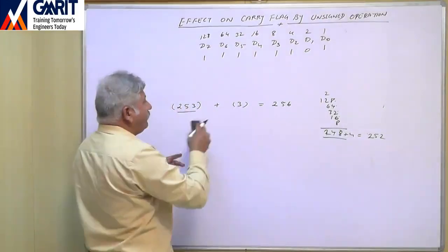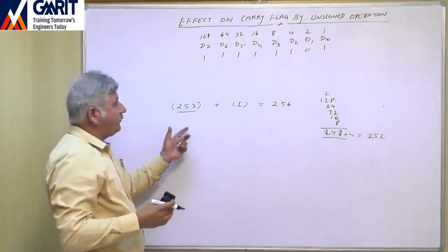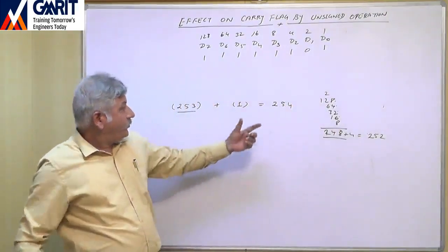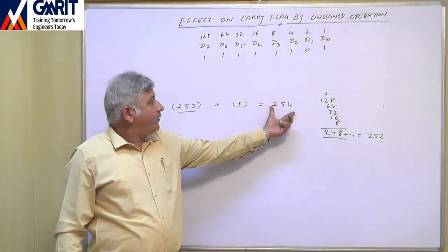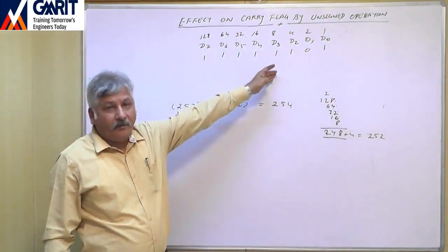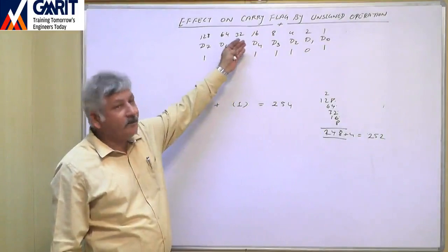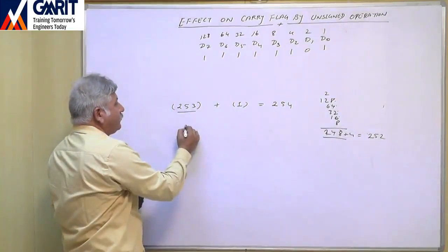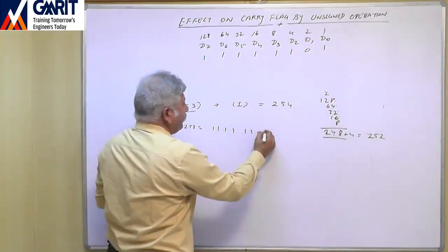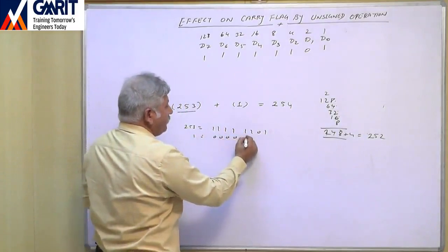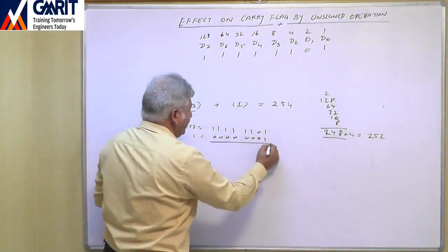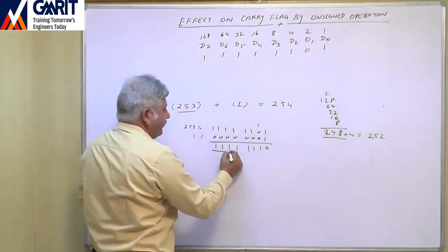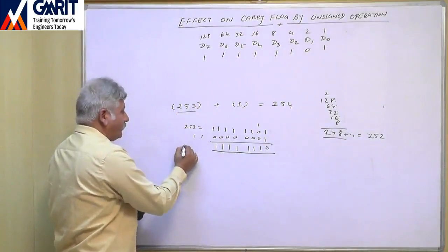If we add 253 with 1, the result in this case will be 254. This number can be represented by an 8-bit unsigned number, because it is within the capacity of these 8 bits. So 253 is 11111101, and 1 is 00000001. Add these: 1 plus 1 is 0, carry 1, and the result is 11111110. Finally there is no carry, so the carry flag is 0.